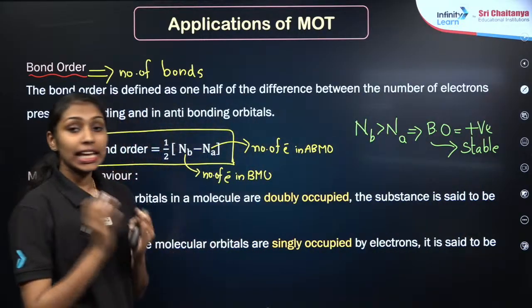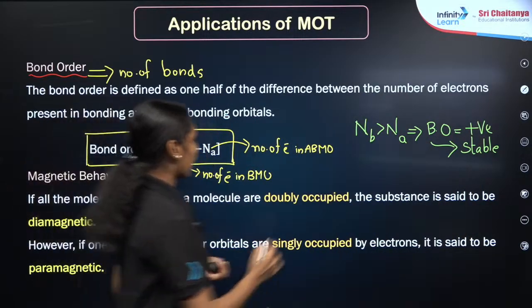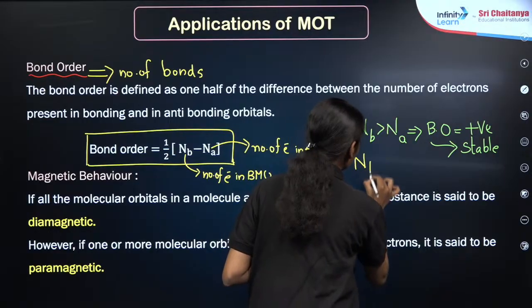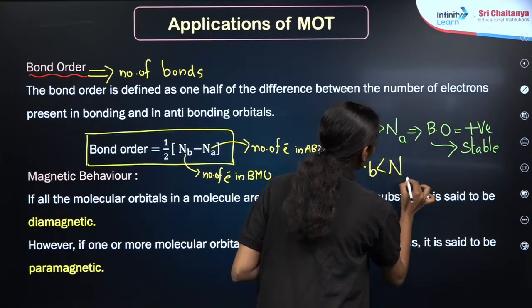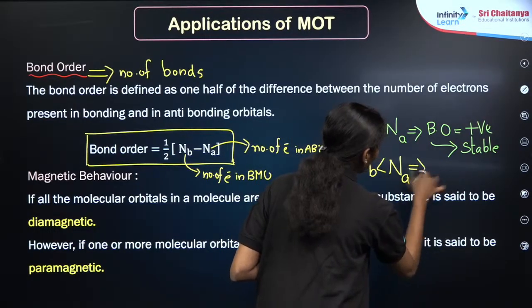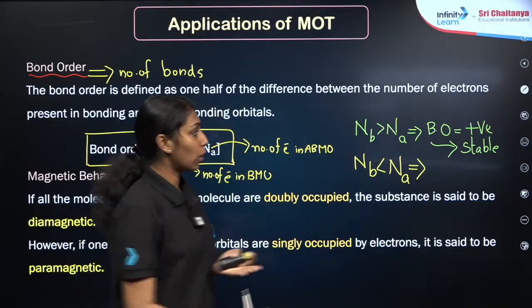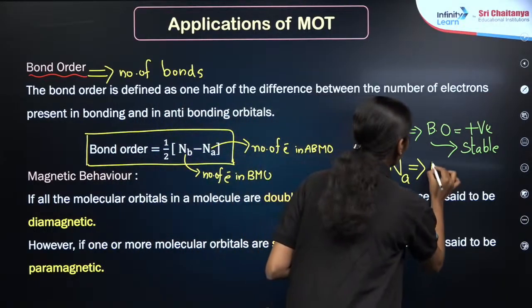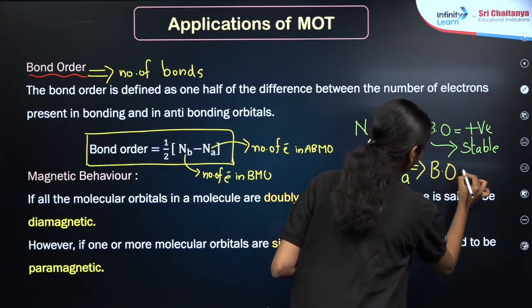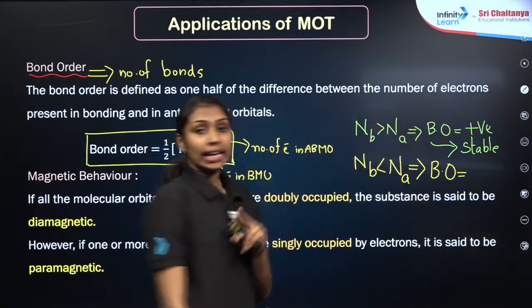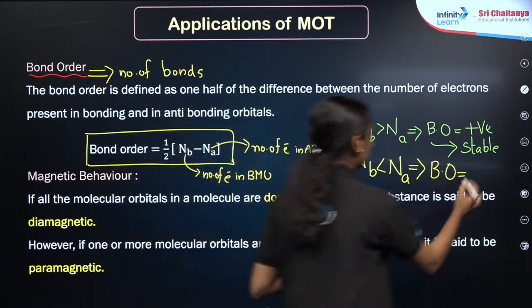Now, the second condition, if Nb is less than Na, which means that the number of electrons in anti-bonding molecular orbital is greater than that of bonding molecular orbital. So we can say that the bond order is equal to negative, right? The value will be negative.